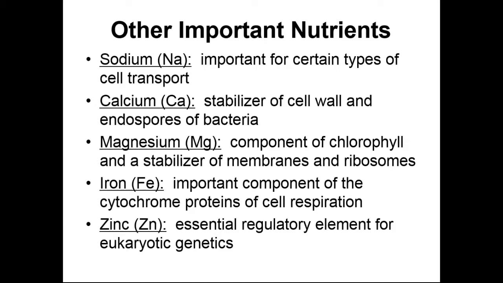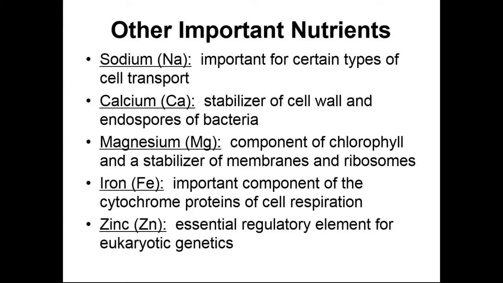Magnesium, Mg, is the central element in the chlorophyll pigments in photosynthetic bacteria and helps to stabilize and maintain cell membranes and ribosomal structure. Iron is an important component in the cytochrome proteins that serve as electron carriers in the electron transport chain of cellular respiration.